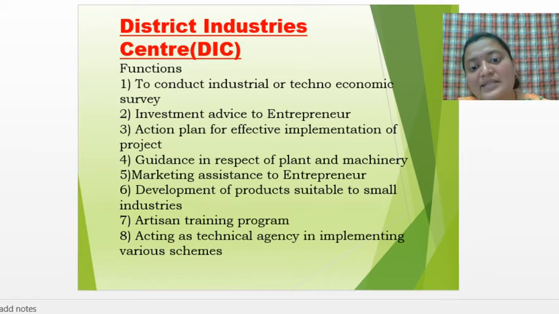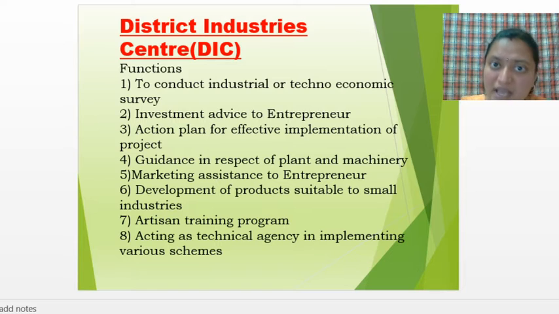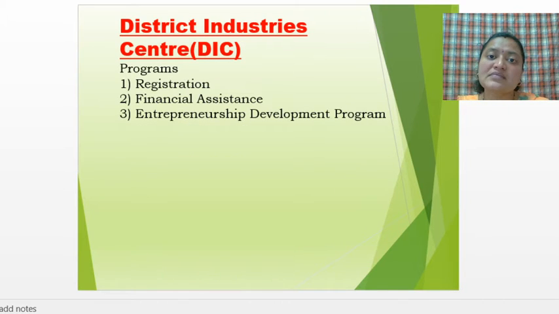Then acting as technical agency in implementing various schemes. Acting as a technical agency. What kind of technical agency is there in implementing the various schemes? Whatever schemes are to be implemented, the DIC has to decide for that. Then next we'll see what programs are being conducted in this institution, that is DIC.